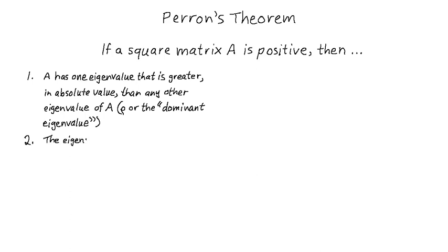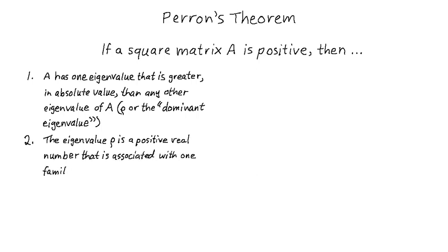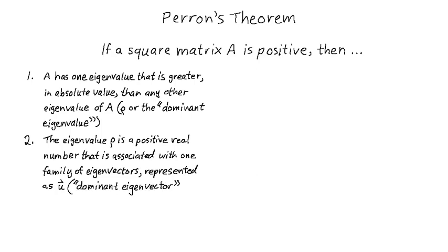Perron's theorem also says that the eigenvalue rho is a positive real number and is associated with one and only one family of eigenvectors, represented here simply as U. Because U and multiples thereof are associated with rho, we sometimes refer to it as the dominant eigenvector.